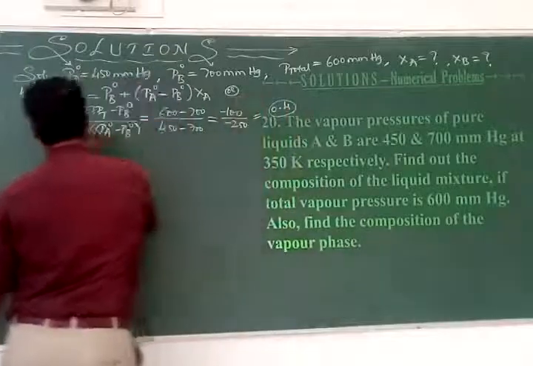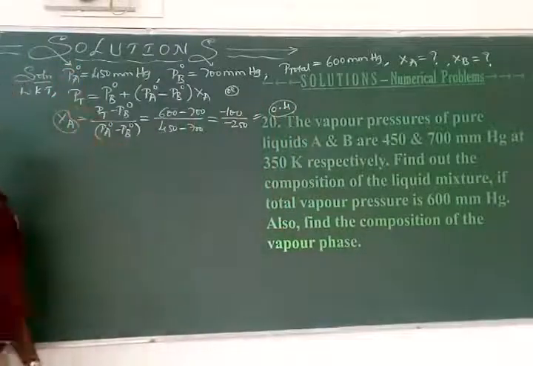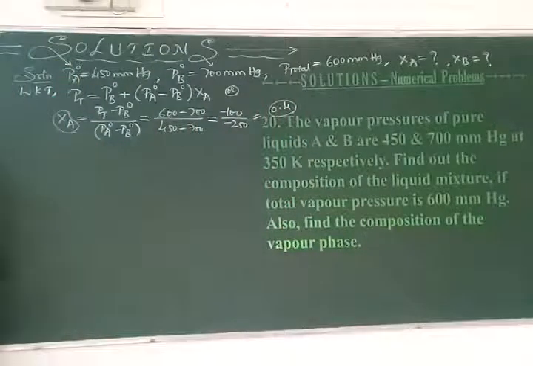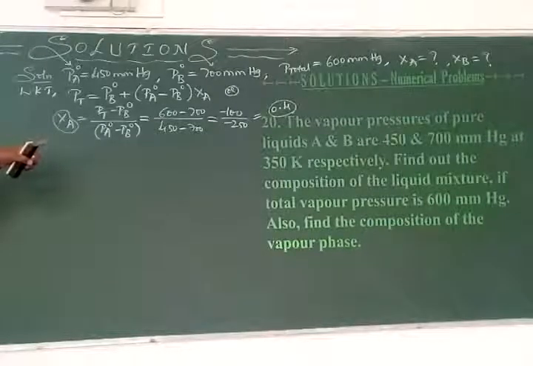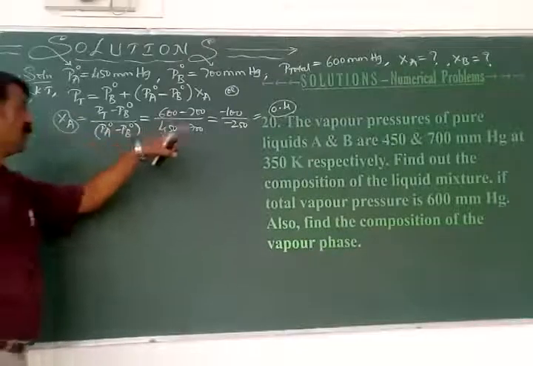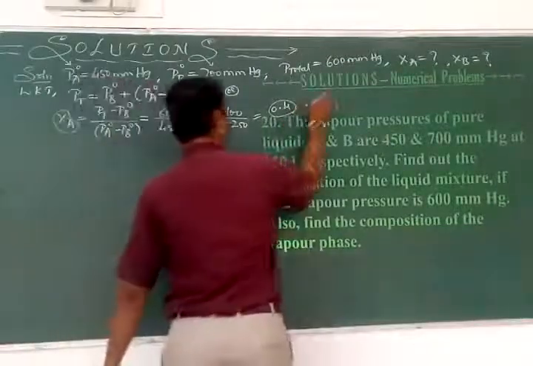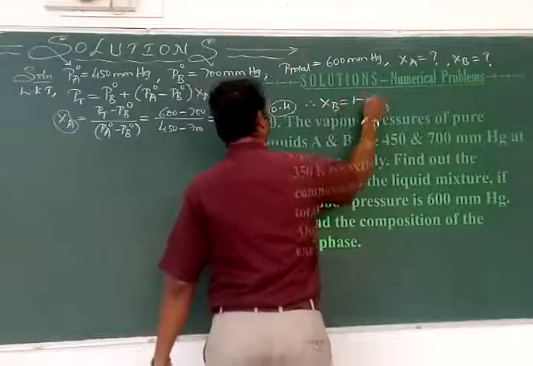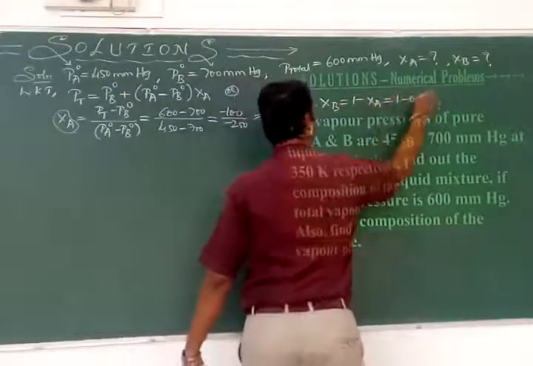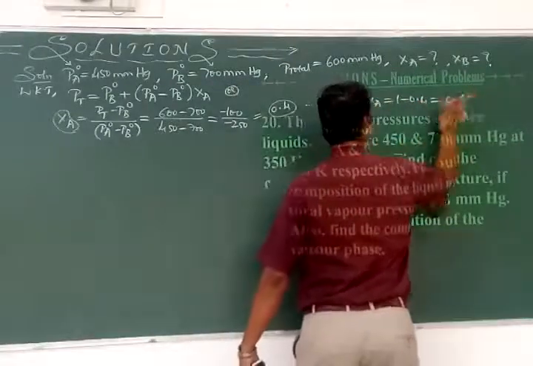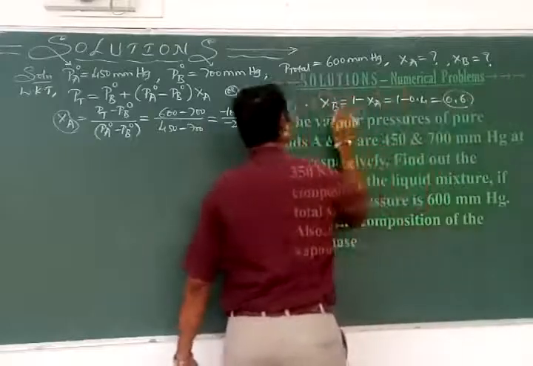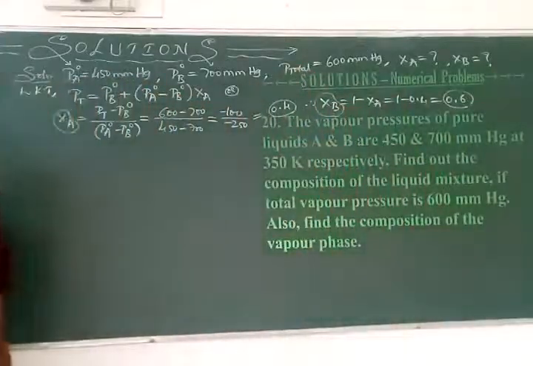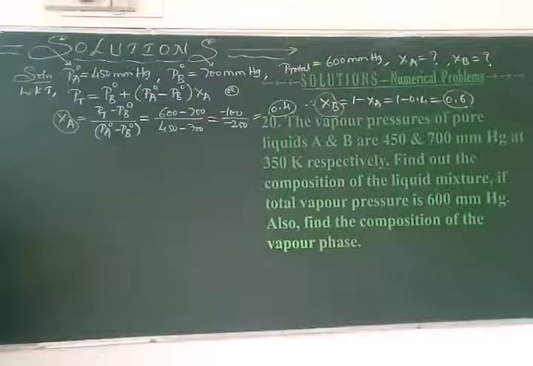What is 0.4? It is XA. Yes, the mole fraction of A is going to be 0.4. Therefore, what is XB here? 1 minus XA, that is equal to 1 minus 0.4, that is equal to 0.6. What is 0.6 here? It is XB, the mole fraction.